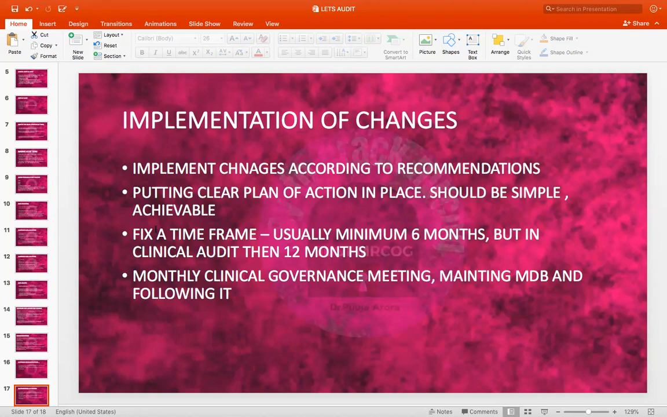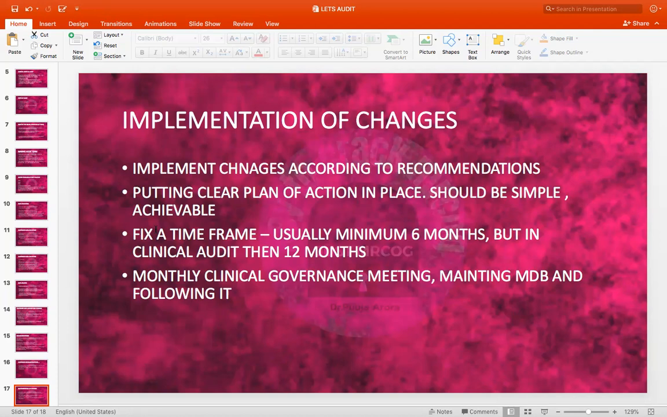What would be the clear plan of action? Your consultant head would tell you that you are ST5. If you are seeing any previous cesarean patient in your OPD, it's your duty to tell her what is VBAC trial, what are the disadvantages, what are the advantages, what is the success rate, what is the failure rate, and how we manage the complications. So this is the change which has been implemented, that your consultant has asked you to do VBAC trial counseling for all previous cesareans.